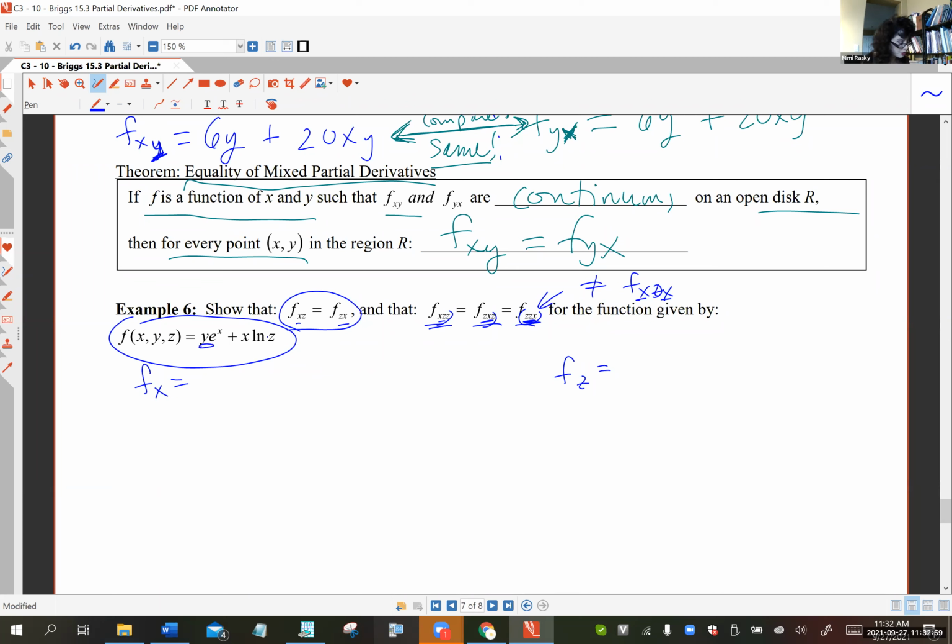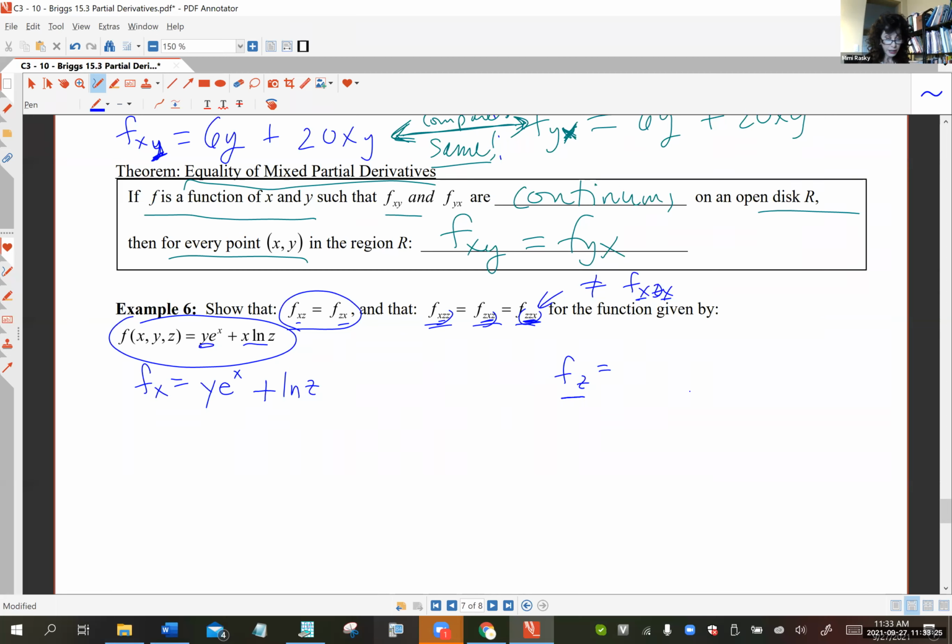Okay, so the very first term, when you differentiate y e to the x with respect to x, that's just going to be y e to the x, because the derivative of e to the x is e to the x. Plus the derivative of x ln z with respect to x, since z is a constant, ln z is just a constant multiple there. So you just bring it along for the ride. Fine, I'm done with fx.